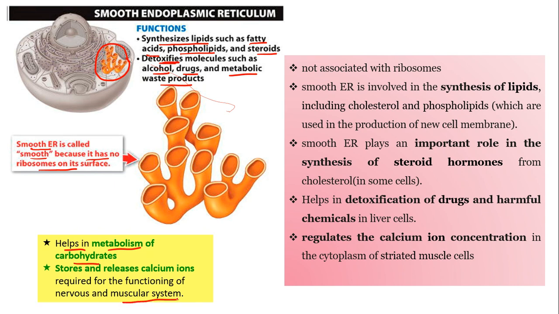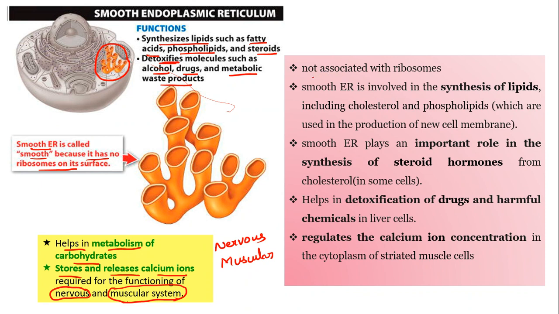Similarly, in the case of the muscular system and the nervous system, the endoplasmic reticulum has different functions. In the muscular and nervous systems, the endoplasmic reticulum plays a different function. It will store and release calcium ions for the functioning of the nervous and the muscular systems. So it has an additional function in the nervous as well as in the muscular system, right?